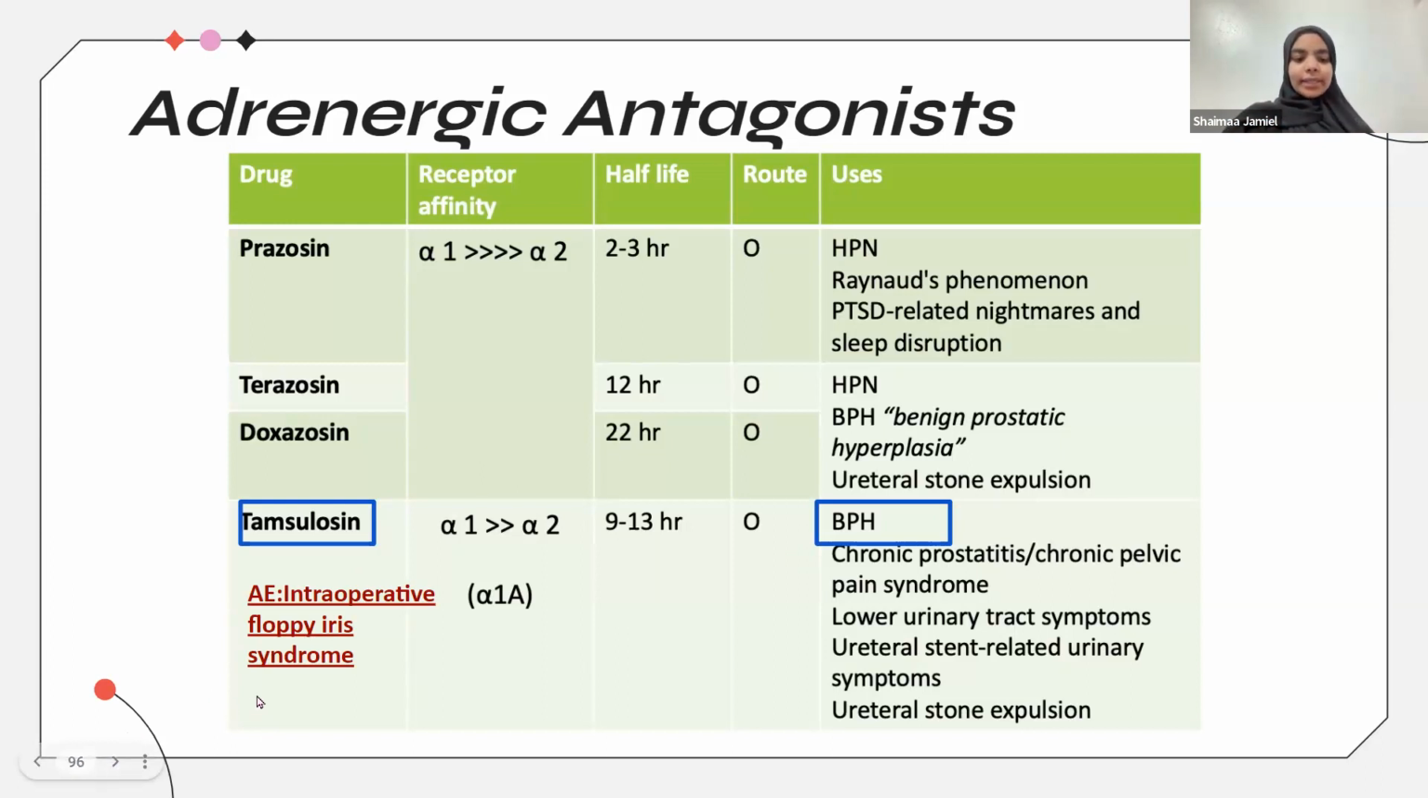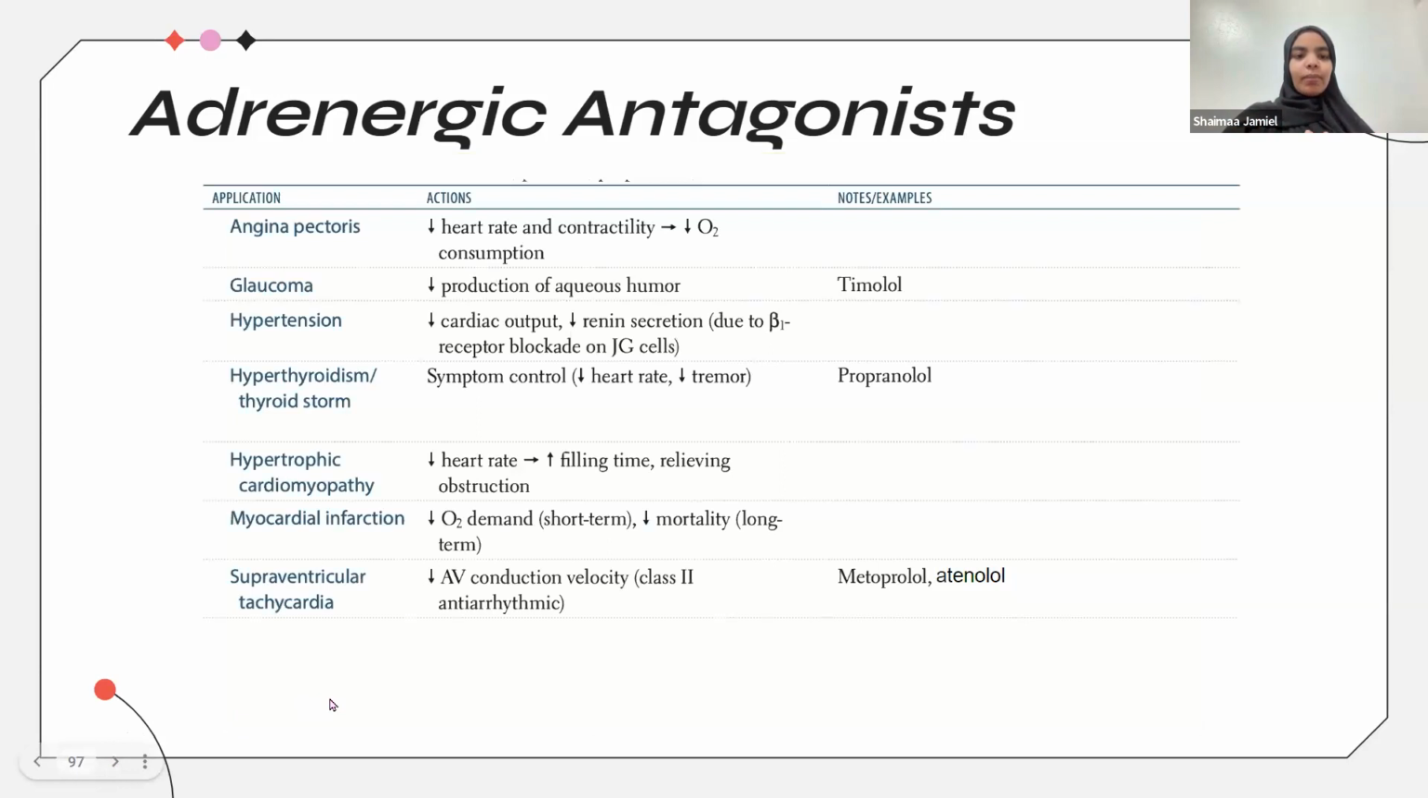So yeah, next page. Now for beta blockers, I found that from the slides it was a bit messy, so I got it from First Aid. But here you're going to have the application and how it works on it and the examples.